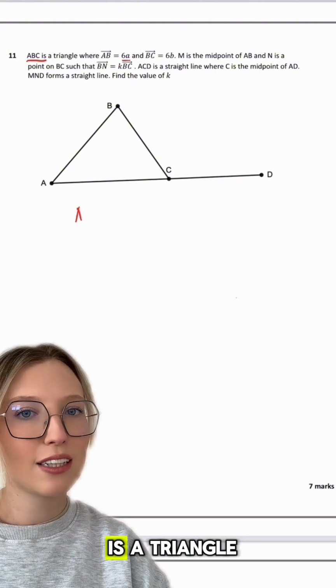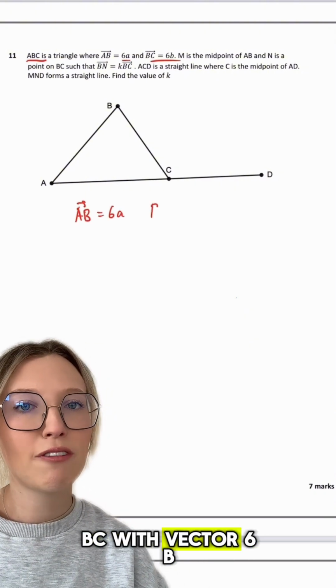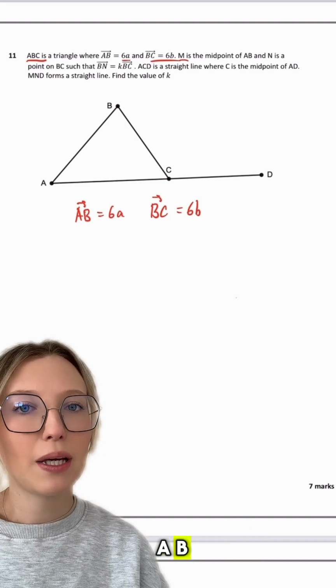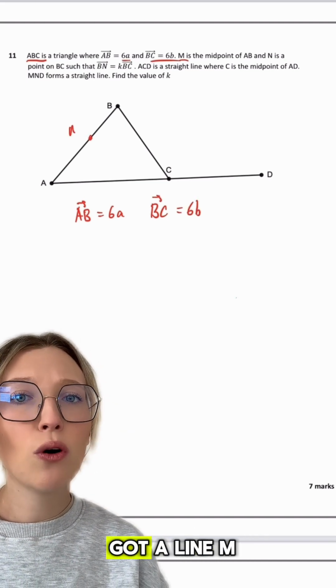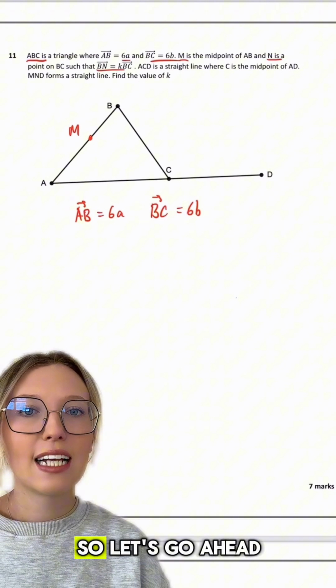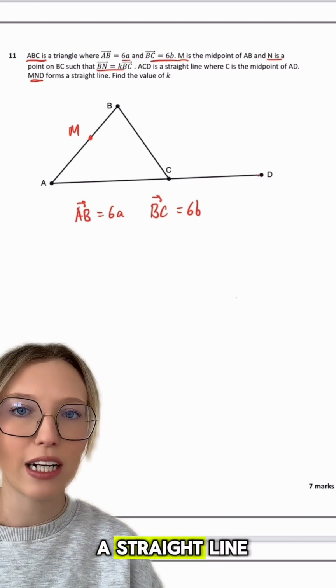So we're told ABC is a triangle. We've got AB with vector 6a and BC with vector 6b. We're told that M is the midpoint of AB, so we can draw this in. And we've got a line MND, which forms a straight line. So let's go ahead and plot in our M, N and D and connect this up with a straight line.